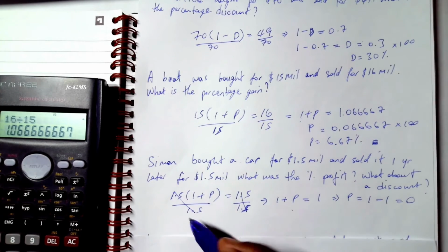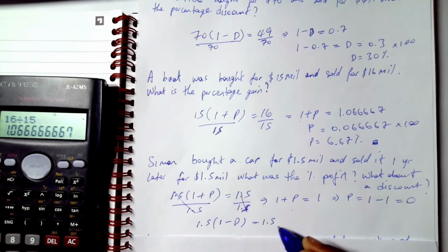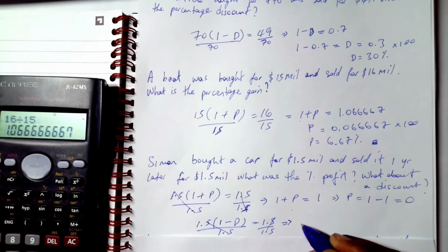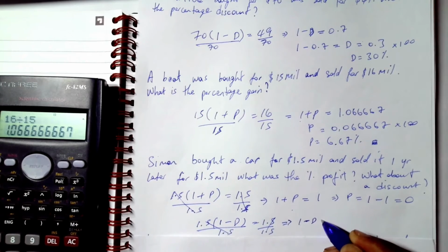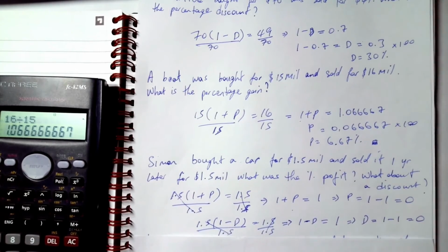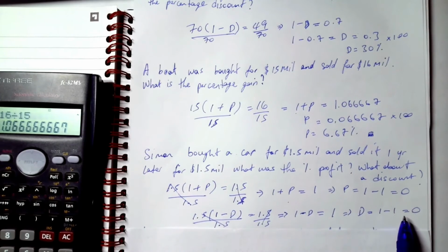What about a discount? The discount would be basically the same. However, we'd have 1.5 multiplied by (1 minus D) equal 1.5. Divide both sides by 1.5. This cancels that, cancels that. It implies that 1 minus D is equal to 1. Bring this over here, bring this over there, implies that D equals 1 minus 1, which is 0. Therefore, there is no profit and no discount.